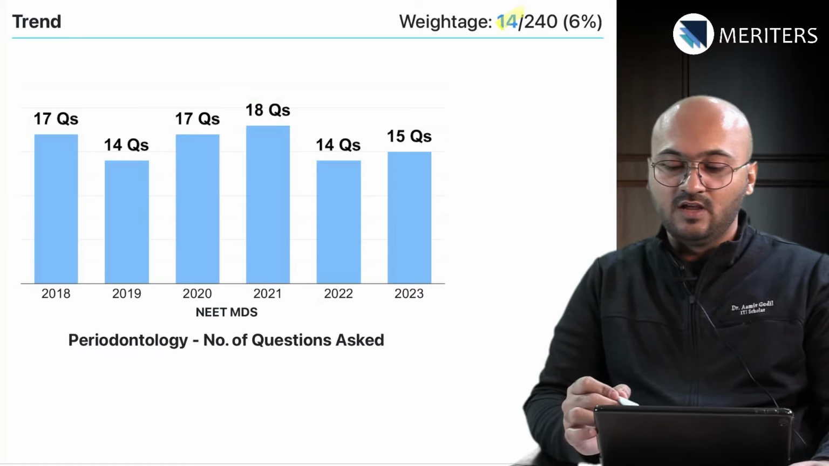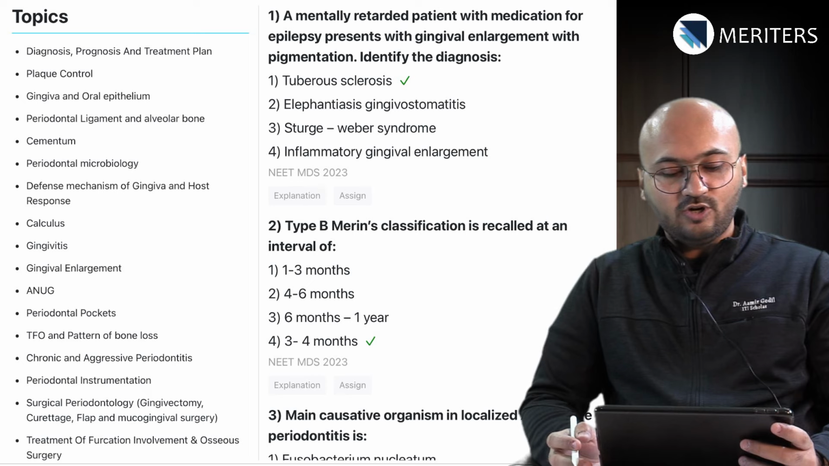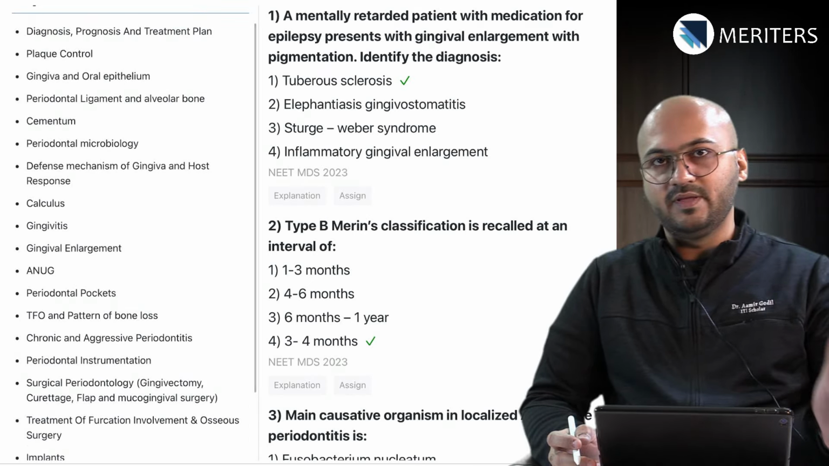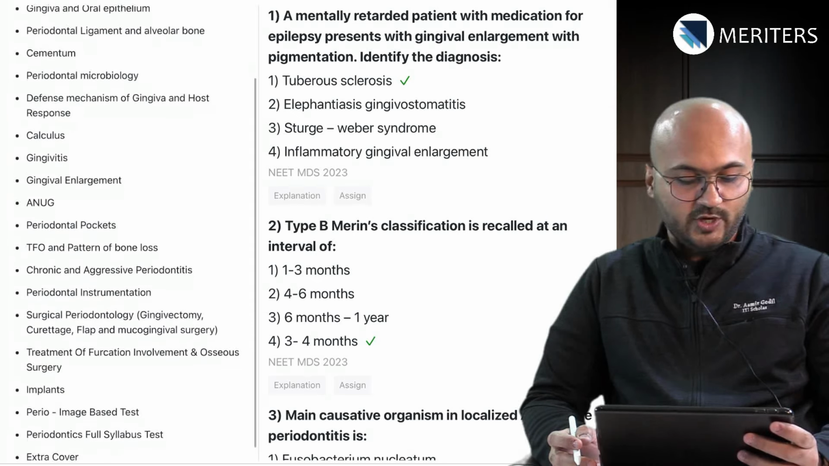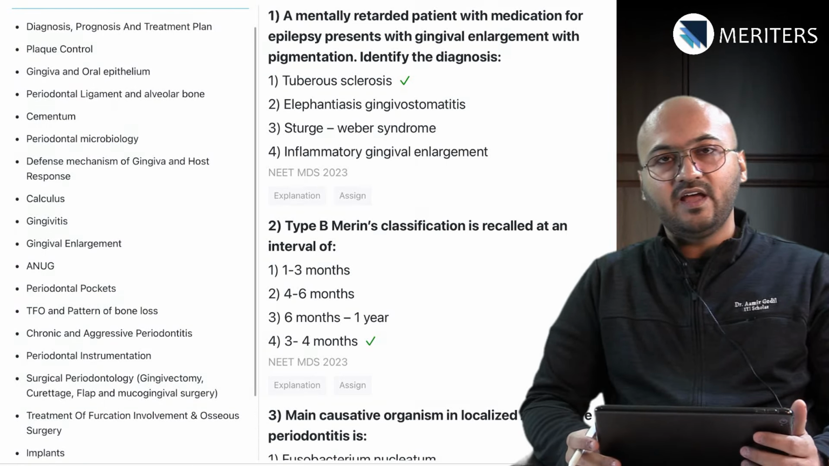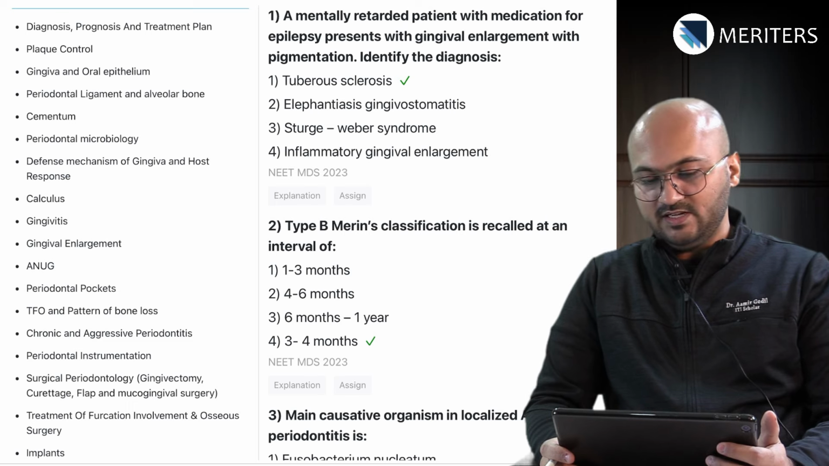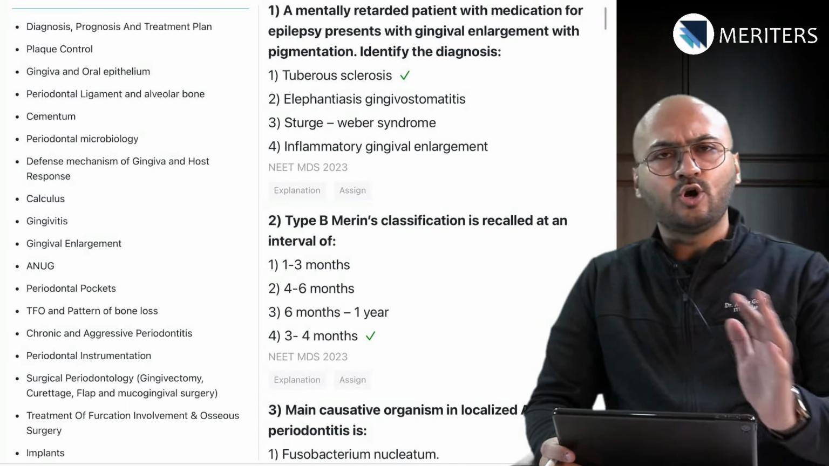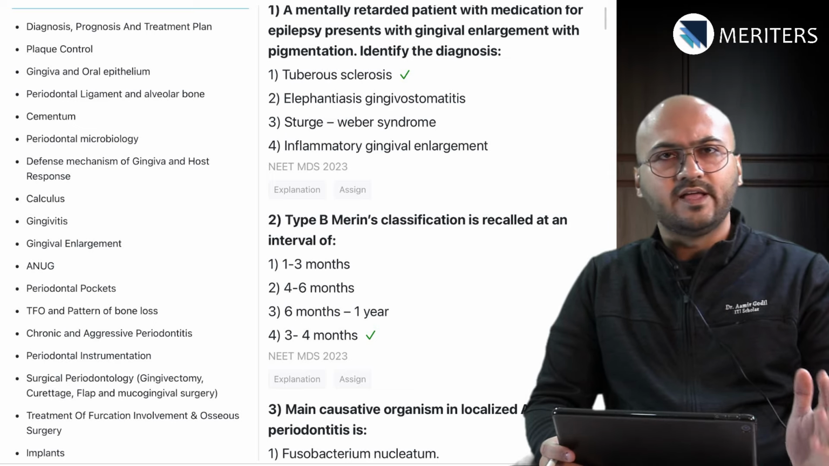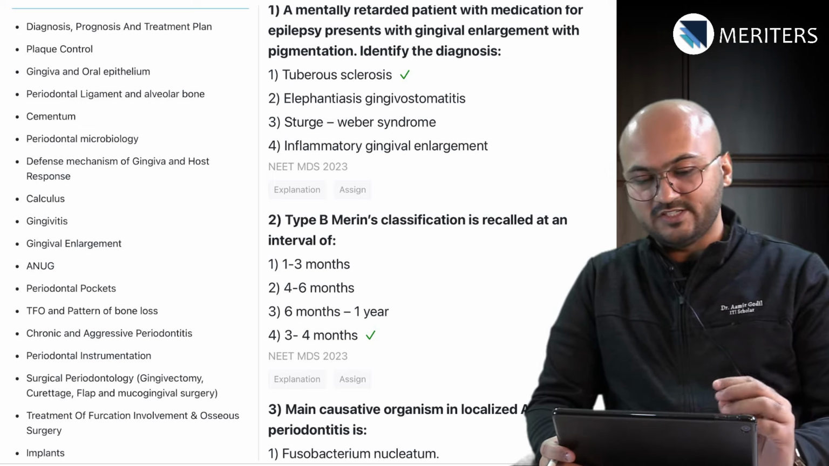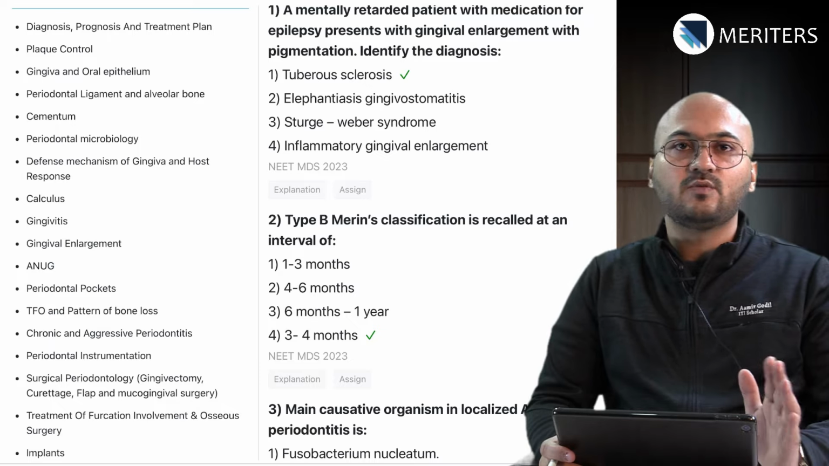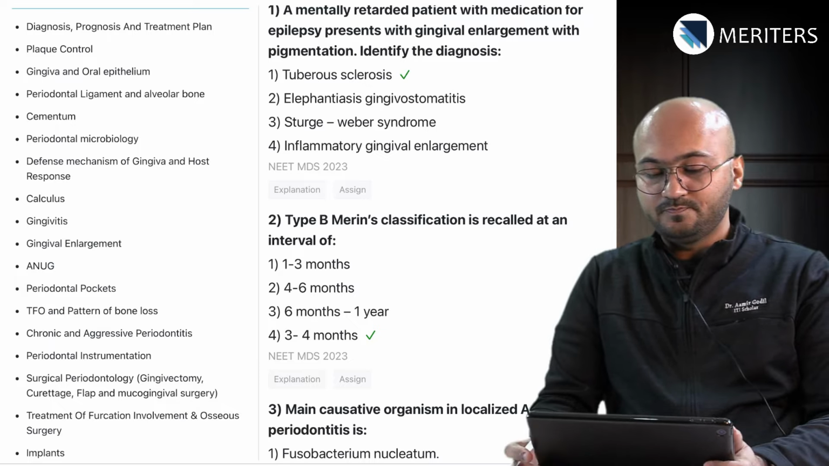Now on the left, we have all the topics that you need to cover for Perio, starting from the basics to the more advanced topics, including implants. And on the right, we have all the questions that have been asked in the past NEET MDS exam. So let's review these questions quickly. We will not go into the depth of the explanation or the strategy to solve a question. Our main aim is to see which questions fall into which categories and what should be your strategy to prepare.